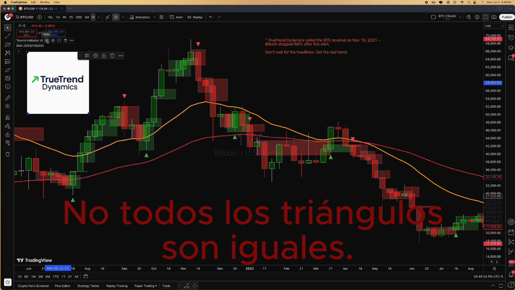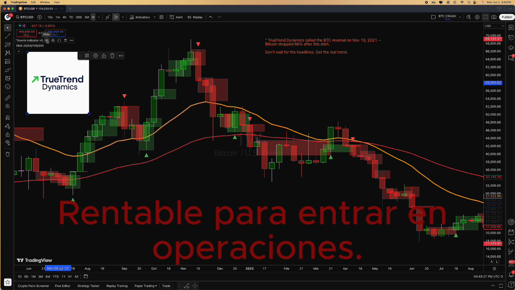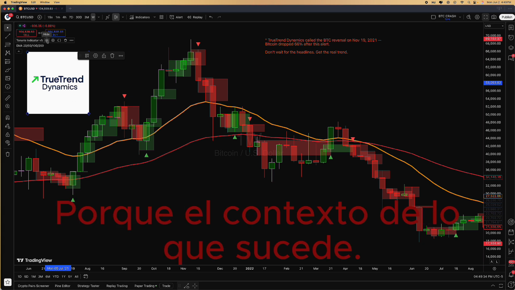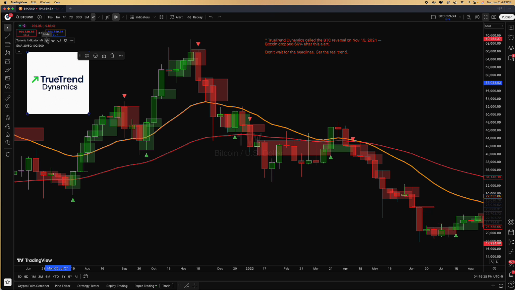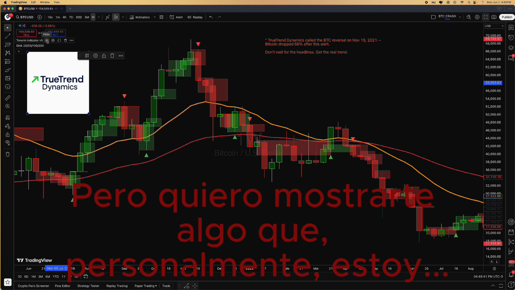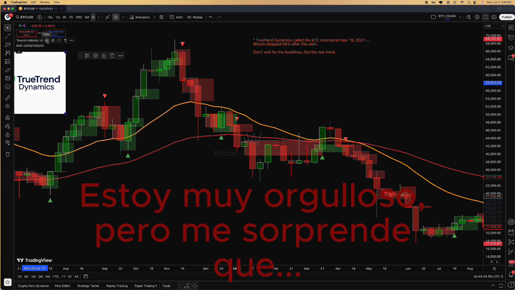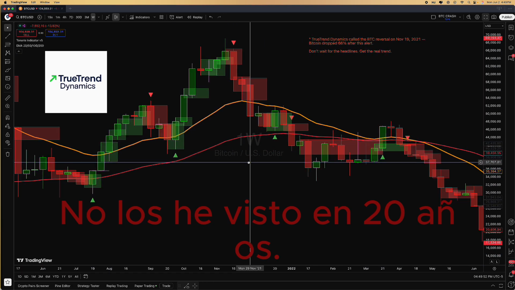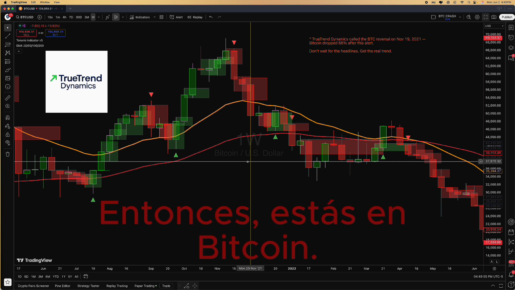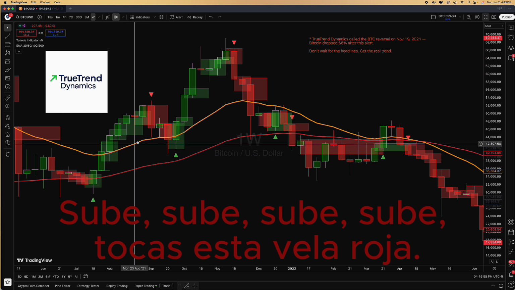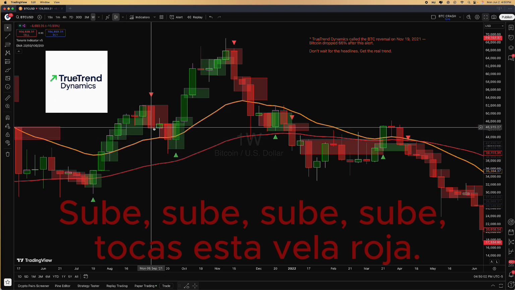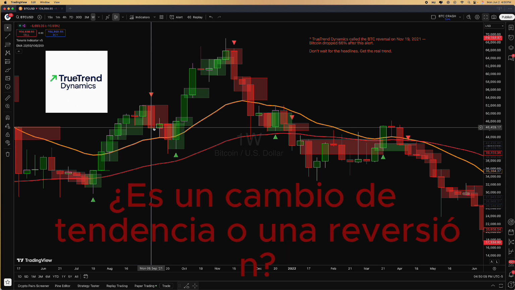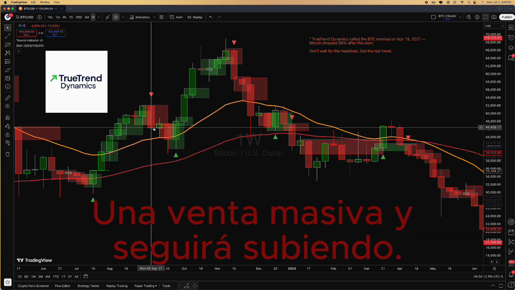Now, not all triangles are equally profitable to enter for trades or to exit for take profits, because the context of what's going on around the triangle is all important. But I want to show you something that personally I'm very proud of, but it's astonishing to me that this is not common knowledge, or that there aren't other ways to do this. I've never seen them in 20 years. So you're in Bitcoin. It's going up, up, up, up, up. You hit this red candle. Does this mean the price is going to go down indefinitely now? Is it a trend change, a reversal? Or is this just a pullback, a sell-off, and it's going to keep going?